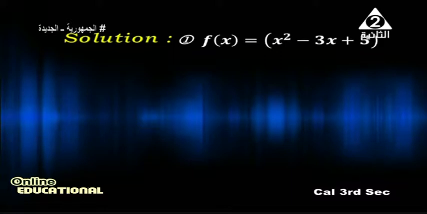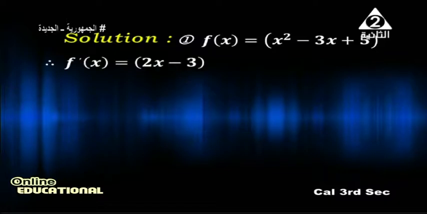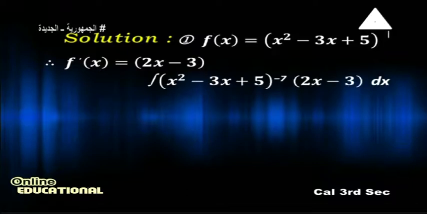Number 1, the function equals f of x equals x power 2 minus 3x plus 5. What is the derivative of this function? F dash equals the derivative of x power 2 is 2x and the derivative of negative 3x is negative 3 and 5 is a constant function. The derivative of 5 equals 0. Then f dash equals 2x minus 3.